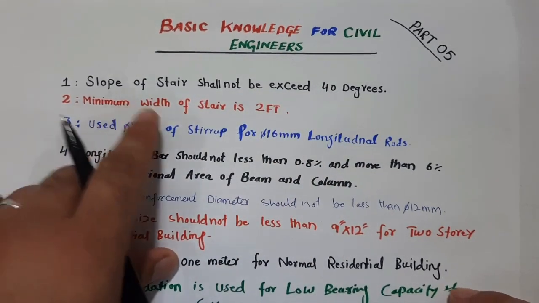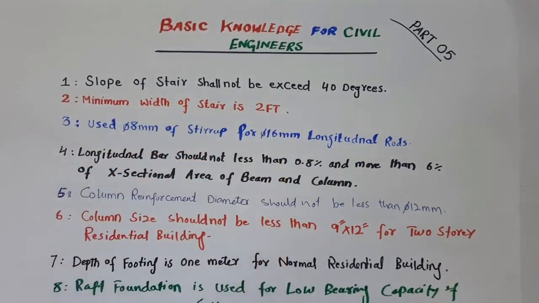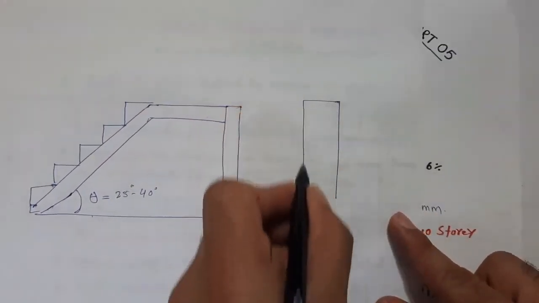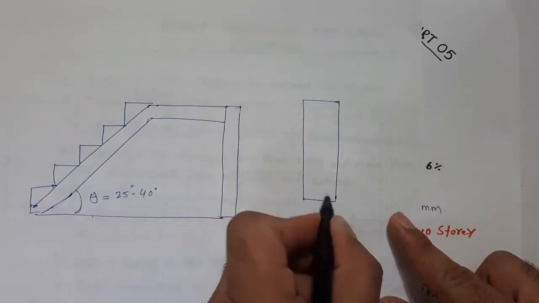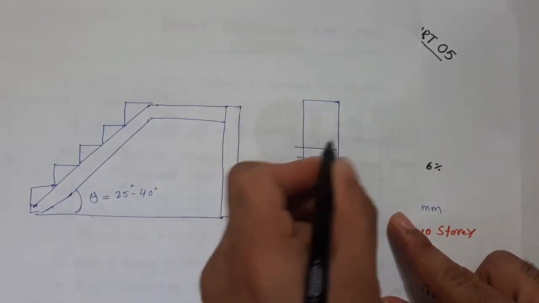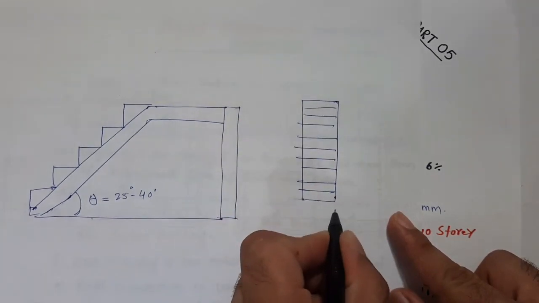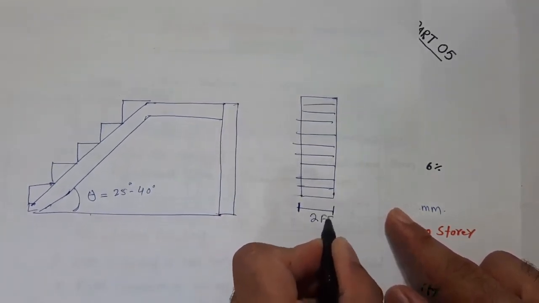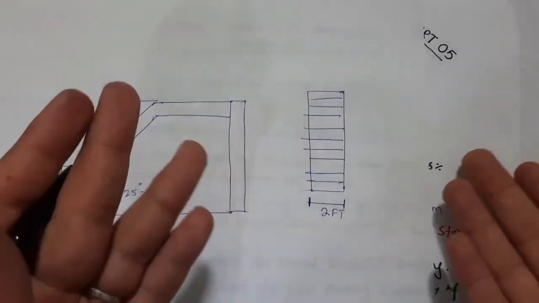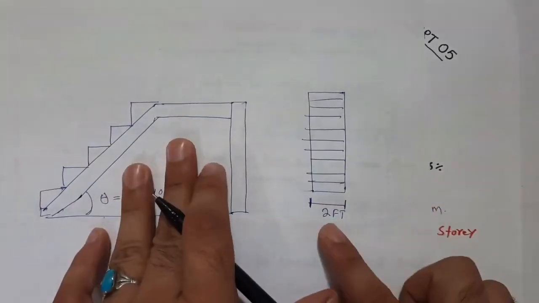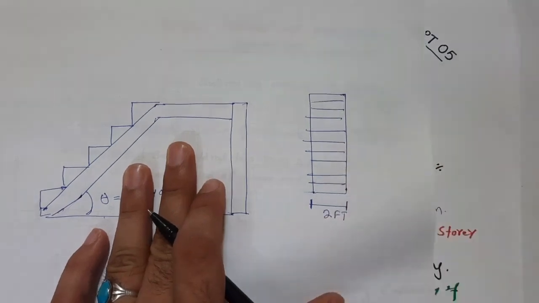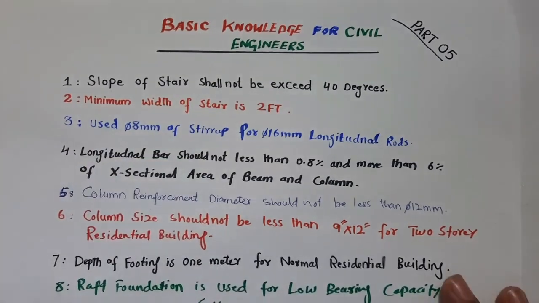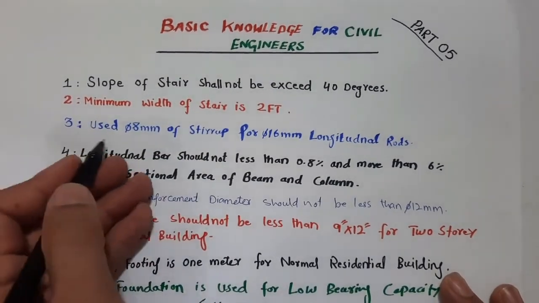The second one is, guys, minimum width of stair is 2 feet. You can see here, this is the stair width. So it should not be less than this. This width of the stair should not be less than 2 feet. It should be minimum 2 feet. You can take maximum, but the minimum should not be less than 2 feet. Otherwise, you cannot use this kind of staircase, because the width is very small. The next one, the third one.